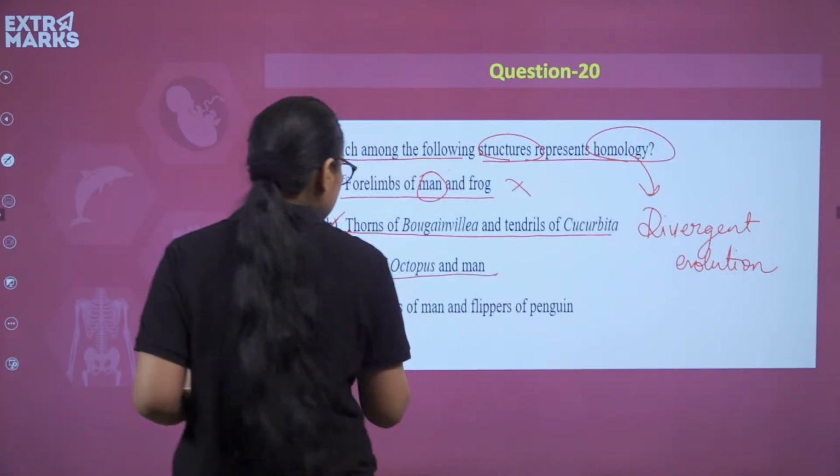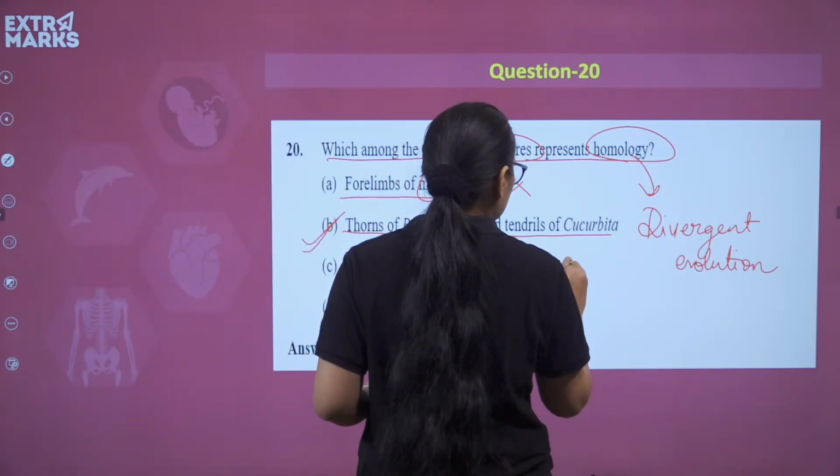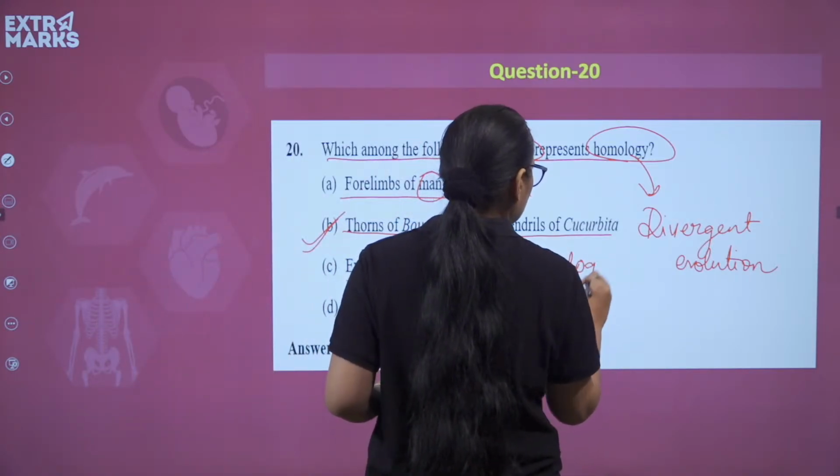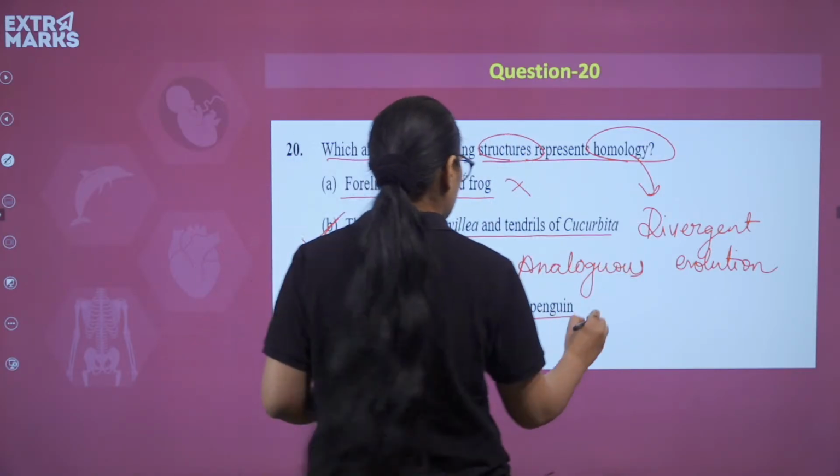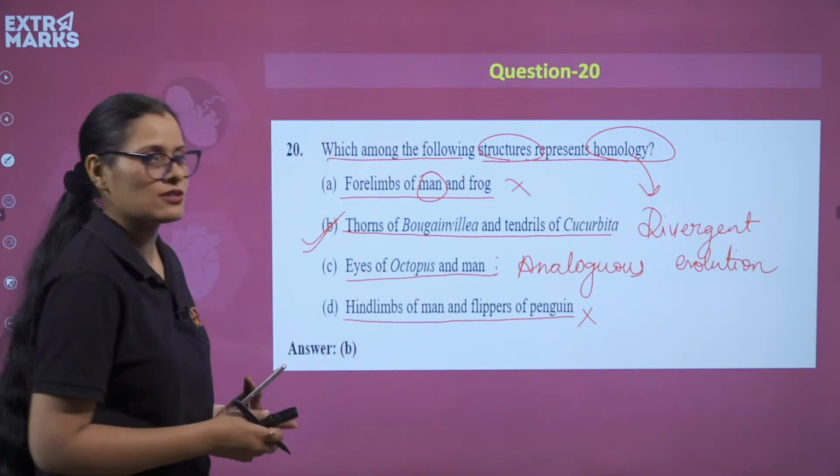Eye of octopus and man is an example of analogous structure. Hind limbs of man and flippers of penguin is absolutely incorrect. So the answer is option number B.